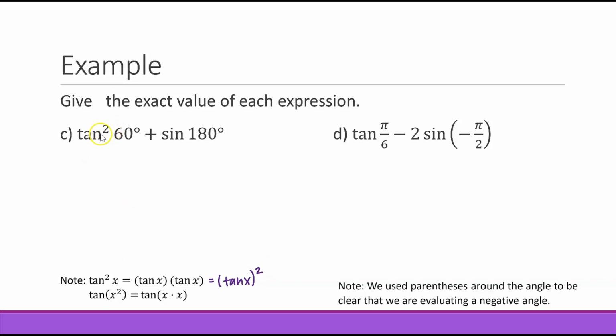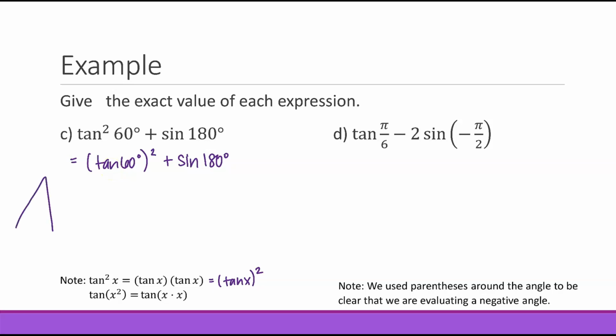So here, this is tangent 60 degrees as a quantity squared. So this is what we're evaluating here. Tangent of 60 degrees, we'll find that number and then we'll square it, right? And separately, we'll find sine of 180 degrees. So tangent of 60 degrees, that's one of our special right triangles.